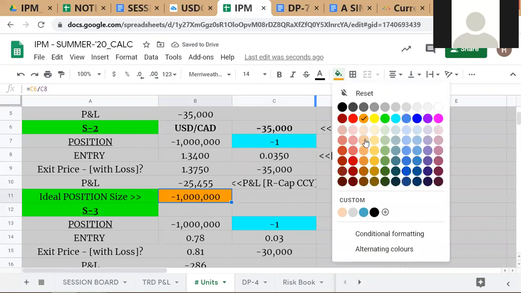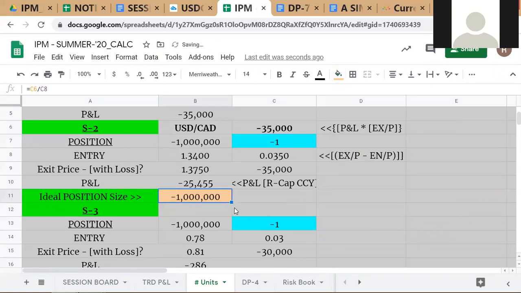Please go back and revise and understand this, otherwise it will not be clear. Then we'll continue in the next session. There should be a change now in the next session.